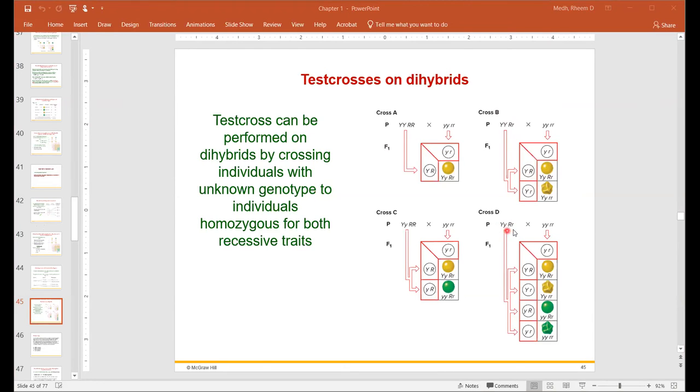If you had a double heterozygote, big Y, little y, big R, little r, you get 4 possible gametes and you get all 4 possible outcomes: yellow round, yellow wrinkle, green round, green wrinkle. So then you know your sample is heterozygous. Everybody understood how test cross can be applied to dihybrids? Any questions?